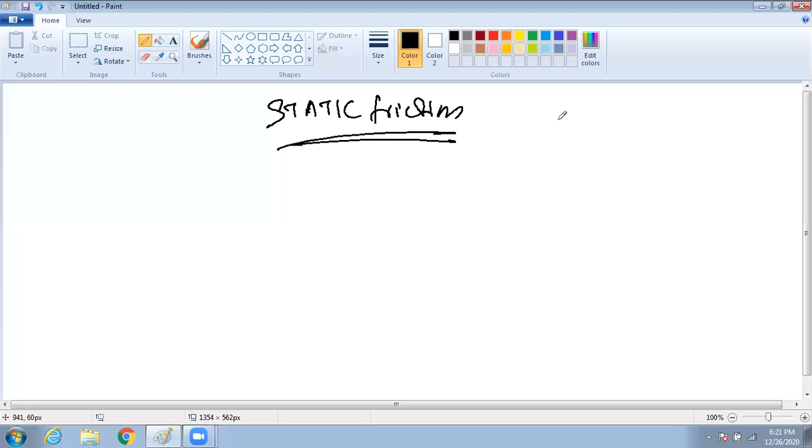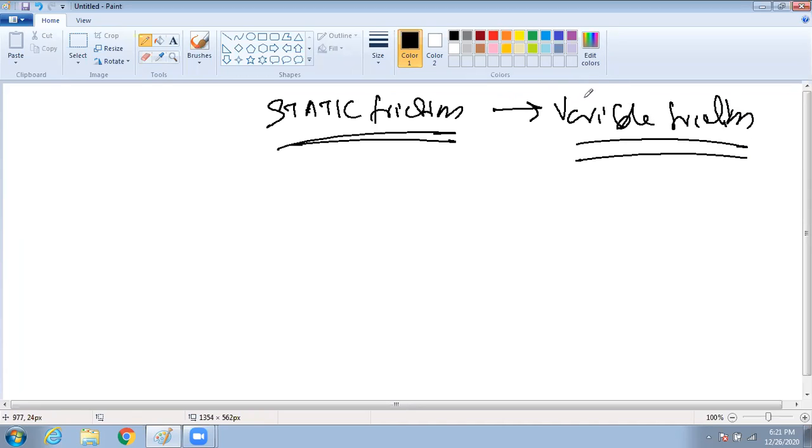Okay. Static friction. Remember, static friction is a variable friction. Why variable? It will depend. Initially, when you pull an object, it is difficult. But the moment you start pulling, it is easy.